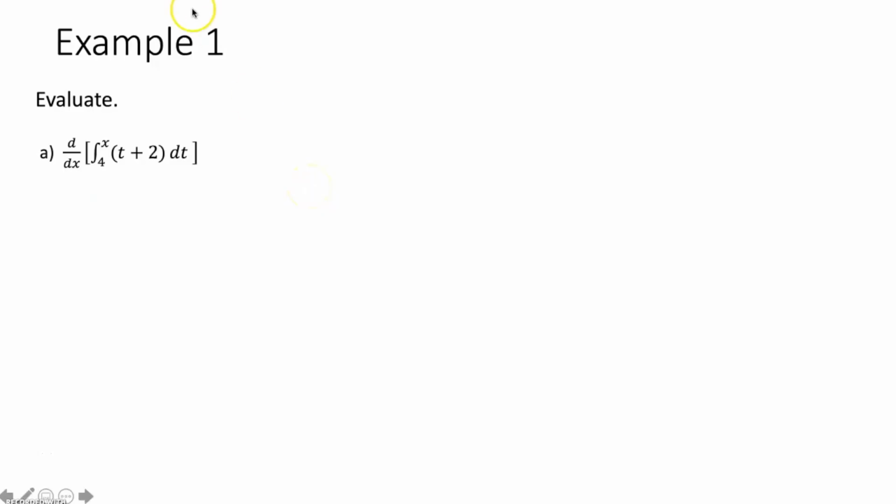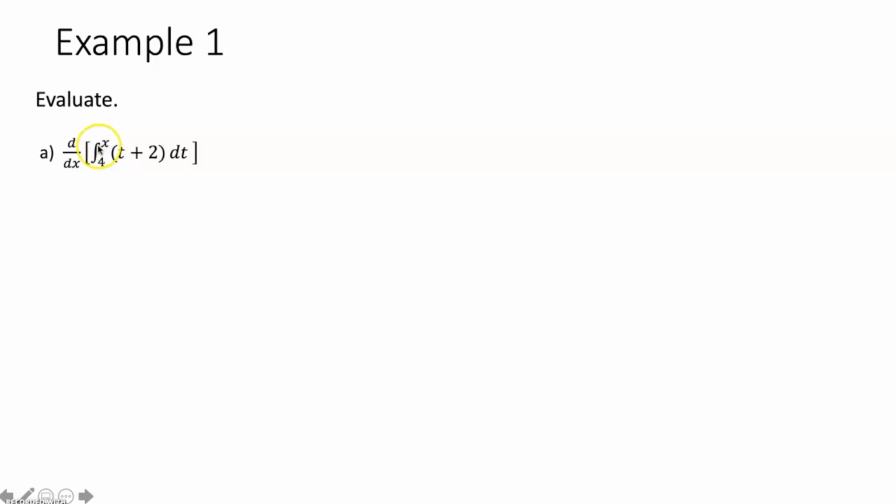It's a tabletop. Now, example 1 says evaluate, and we're taking the derivative of this definite integral right here. So the first thing that should go off in your head is, I'm taking the derivative of an integral. That means I'm going to use the second fundamental theorem of calculus, where differentiation and integration are inverse operations. They're going to cancel each other out. So the next thing you'll look at then are your limits of integration. Your lower limit of integration is a constant. That's good. Your upper limit of integration is a function in terms of x.